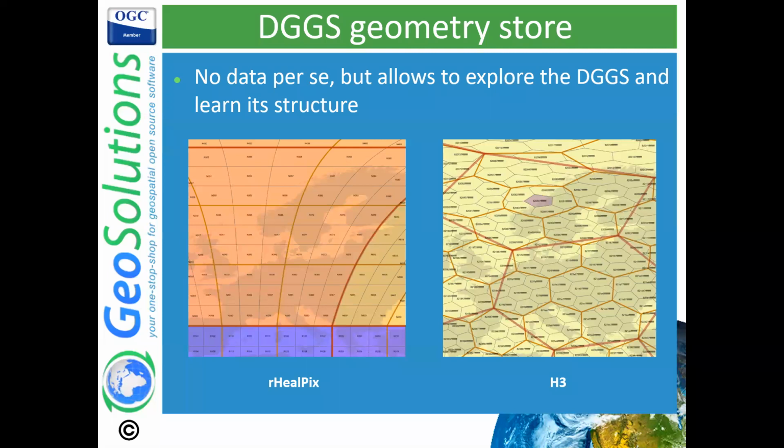And using this store, we prepared visualizations that help understand the geometric structure of the DGGS, such as parent-child relationships and neighborhood relationships, and figure out also whether there is some regular structure in the cell identifiers, which is pretty visible in RealPix and not so much in H3.